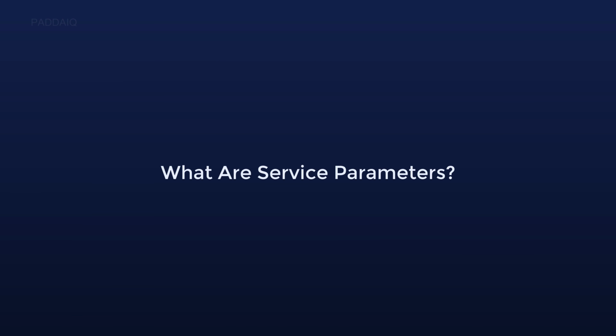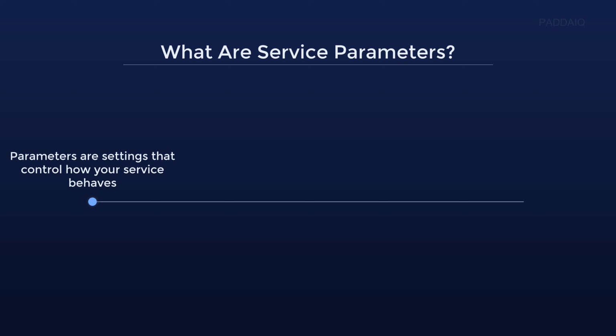Service parameters are configuration values for your application. Parameters are settings that control how your service behaves. Think of them as configuration options you set when creating a service. For example, when creating a database, a parameter could be its memory size. This setting directly determines the capacity and performance of your database instance.